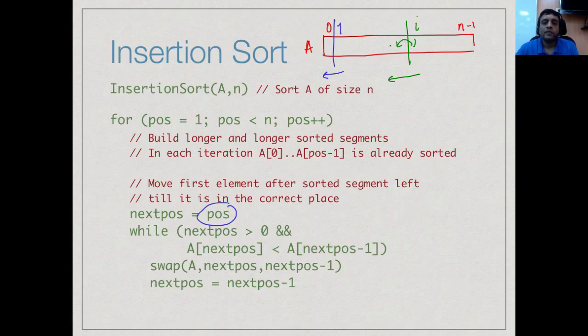I will keep exchanging until I reach a position where I find that the values on the left are smaller than this value, and I will stop. So this is the basic loop, and I do this for all elements. For each element I have to insert it. The first time I have to insert it in a smaller segment. As I go along, the segments we have to insert it in become longer and longer.